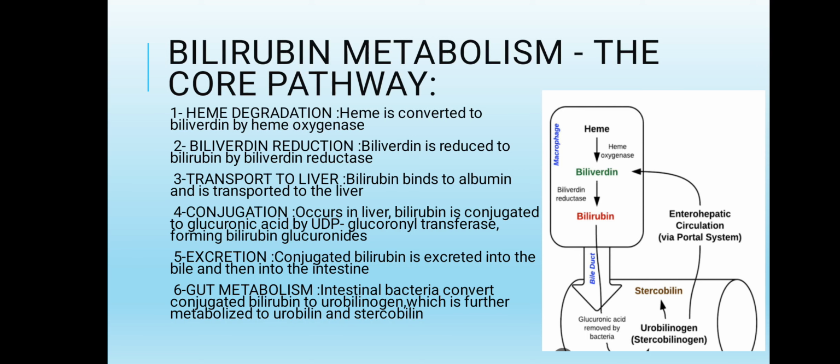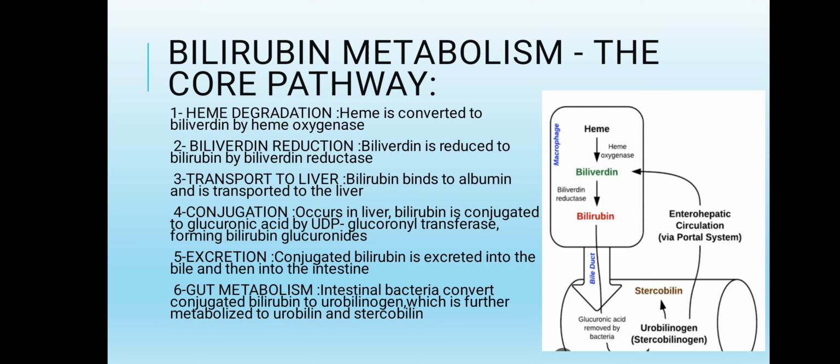The first step of bilirubin metabolism is heme degradation. Heme degradation is the process of breaking down heme, a component of hemoglobin in red blood cells. In heme degradation, heme is converted to biliverdin by heme oxygenase. The second step is biliverdin reduction. In this step, biliverdin is reduced to bilirubin by biliverdin reductase. Biliverdin is the green pigment produced by heme breakdown, and bilirubin is the yellow-orange pigment.